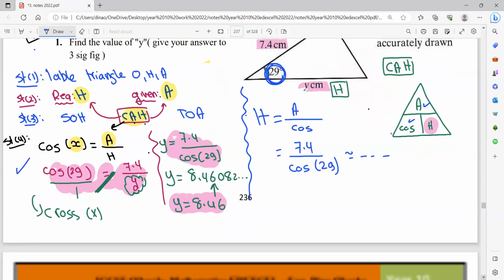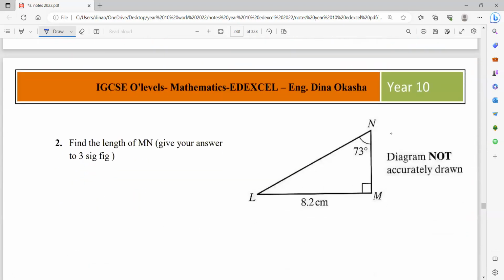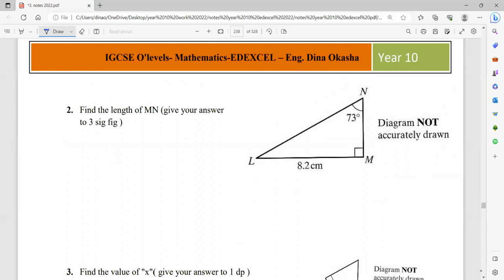Let's take another example. And again I'm going to solve it with both methods. And then it's totally up to you which method to use.